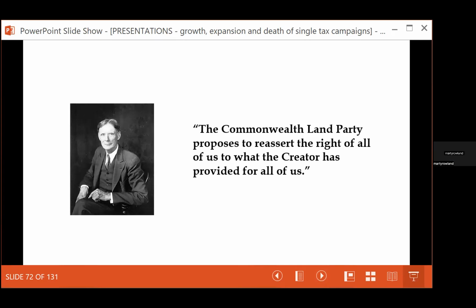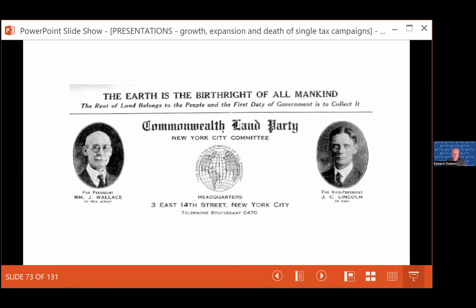The Commonwealth Land Party proposes to reassert the right of all of us to what the Creator has provided for all of us. Fundamental. What the Creator has provided for all of us, which is nature. And so he is declaring himself very much consistent with Henry George's principles, that the earth is the birthright for all persons equally. So how do we make that happen? That's been the challenge. That's the challenge that John C. Lincoln accepted for himself, and certainly was the same for William Wallace.